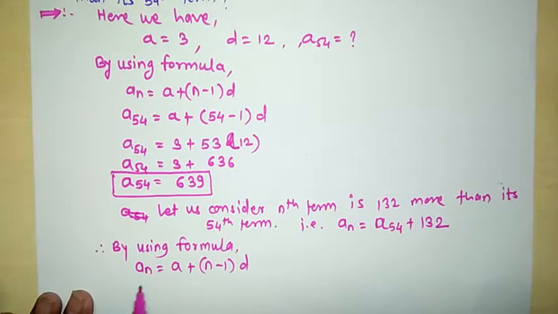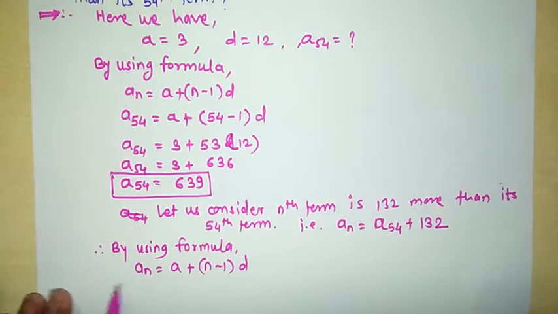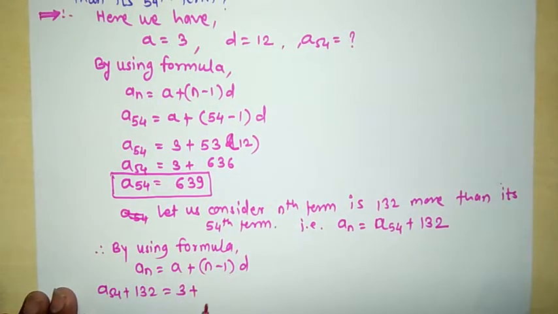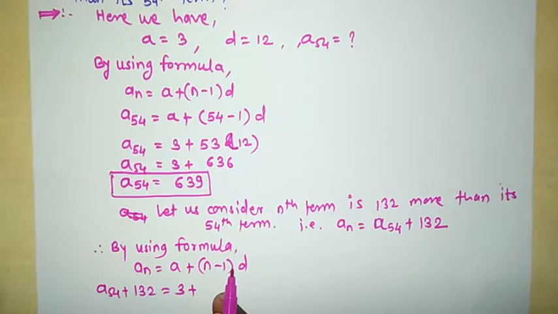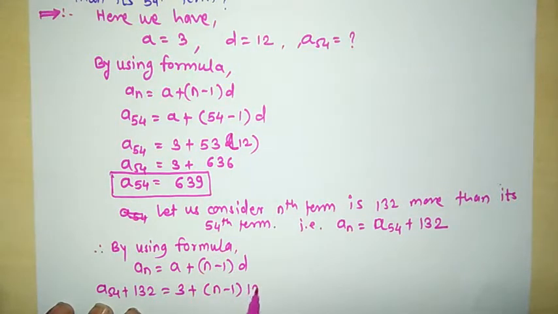Now here we can apply it. What is the an here? An is equal to A54 plus 132. Put here A54 plus 132, which is equal to, what is the value of a here? A is 3. Put here. What is the value of n? We don't know, that only we have to find here. Put as it is, n minus 1 into d. What is the value of d here? D is 12.